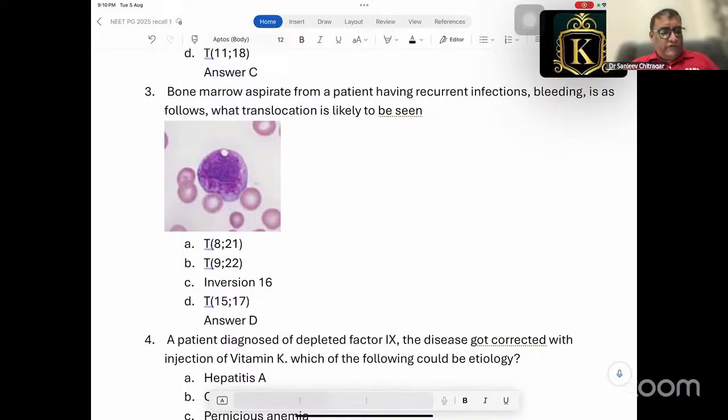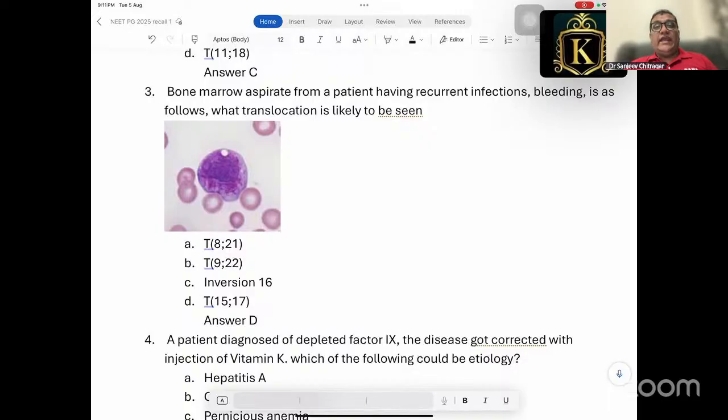A bone marrow aspirate of a patient presenting with recurrent infection and bleeding is as follows. Which translocation is likely to be seen? The image showed multiple Auer rods. That is nothing but acute promyelocytic leukemia, which will show the PML-RARA translocation. We discussed this in the class. PML-RARA is nothing but the 15-17 translocation. Answer is option D, 15-17 translocation.